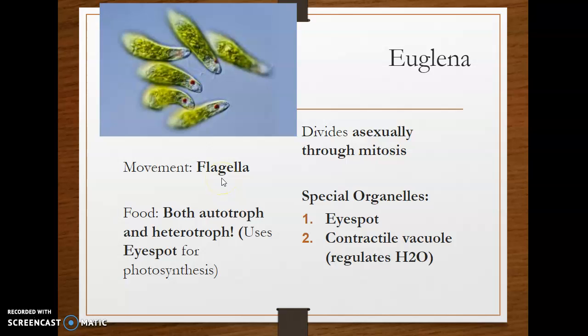And how it finds its food, again, it's green, so it can do photosynthesis. This is where the eye spot is, the red eye spot. The eye spot is sensitive to light, so it can go through phototaxis, it can move towards light, positive phototaxis, and if there is no light, then it can just eat other things. So the euglena, like the amoeba, is going to divide asexually through mitosis. The special organelles to remember about the euglena are the eye spot responding to light, and they also have a contractile vacuole, which again is going to regulate our water, or H2O.